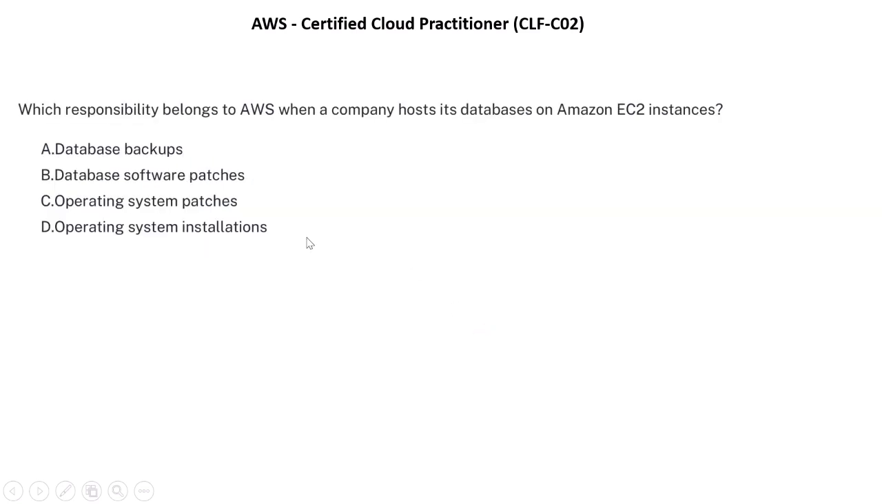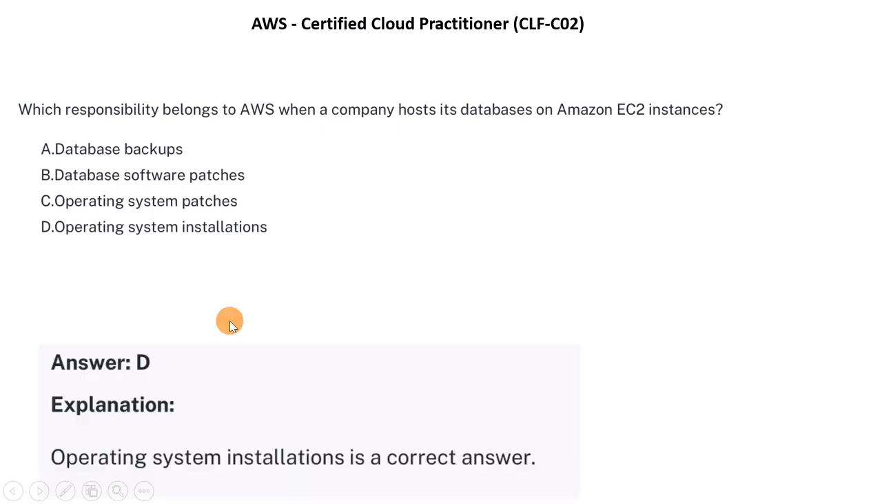Next question. Which responsibility belongs to AWS when a company hosts its databases on Amazon EC2 instances? Option A, database backups, option B, database software patches, option C, operating system patches, option D, operating system installations. The correct answer is option D, operating system installations.